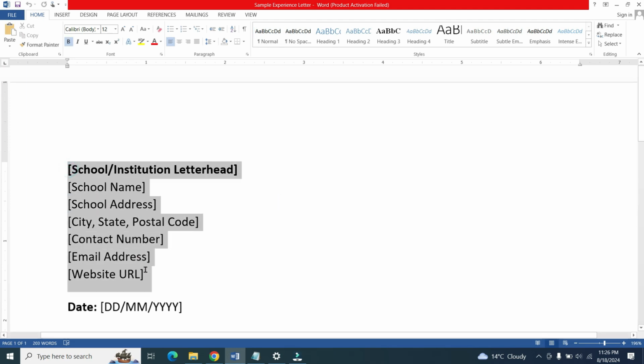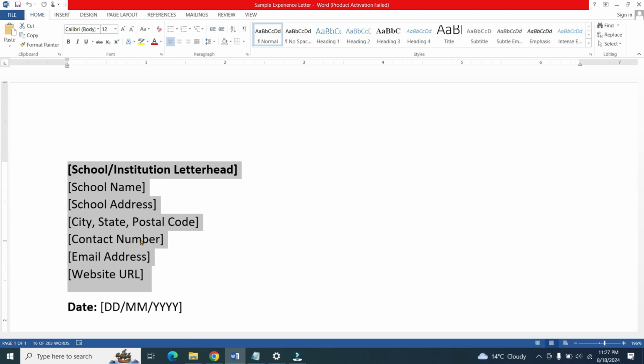So first things first, this is the most common thing, and I think almost all experience letters have it: school or institution letterhead, which should include the school name, the school address, city, state, postal code, contact number of school, email address, and website URL. Now you need to make sure that if your school or college has changed their name, then you should have an experience letter according to their new name, whatever their name is now.